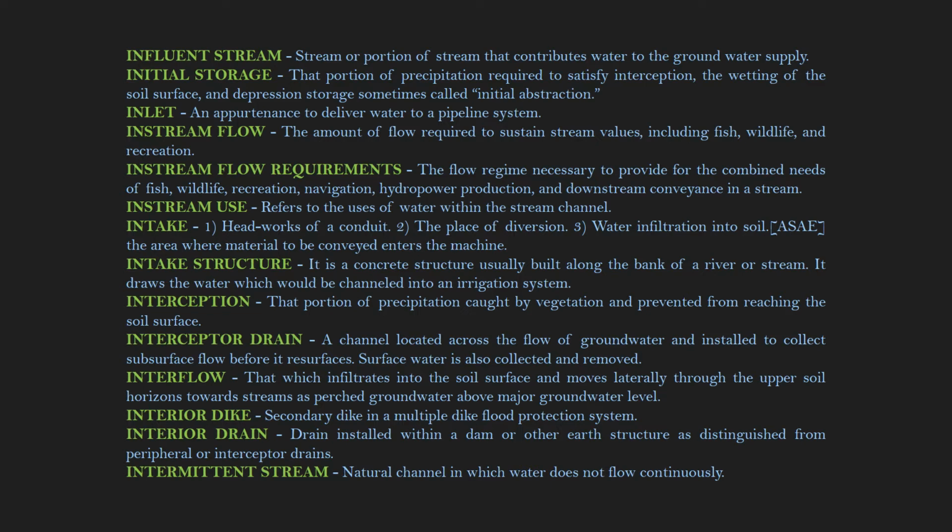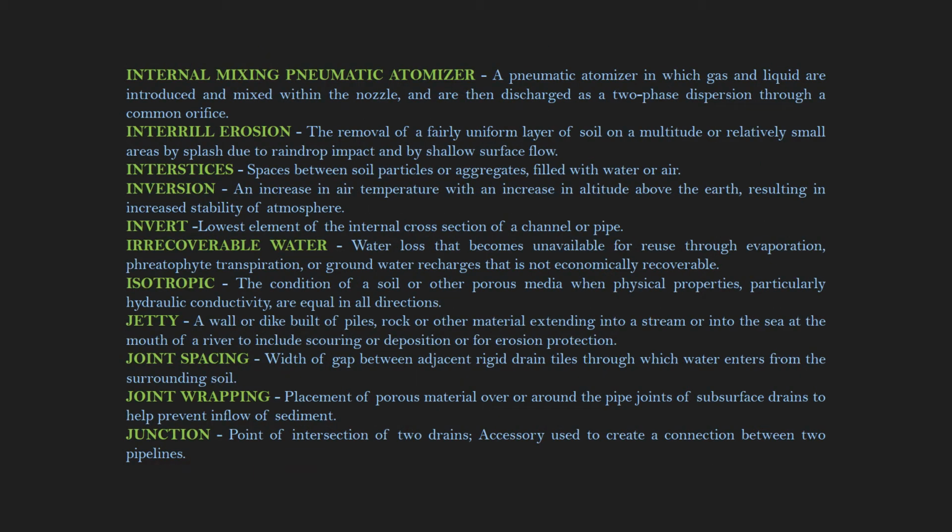Interior dike: secondary dike in a multiple dike flood protection system. Interior drain: drain installed within a dam or other earth structure, distinguished from peripheral or interceptor drains. Intermittent stream: natural channel in which water does not flow continuously. Internal mixing pneumatic atomizer: a pneumatic atomizer in which gas and liquid are introduced and mixed within the nozzle, and are then discharged as a two-phase dispersion through a common orifice.